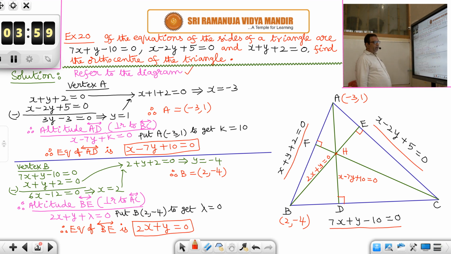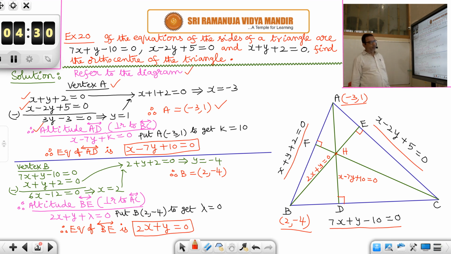But here we have to find two vertices first. Let me find vertex A and vertex B. Vertex A is obtained by solving this pair of lines, this line and this line. So you get vertex minus 3 comma 1. Vertex A is minus 3 comma 1. So altitude AD, next I have to find.